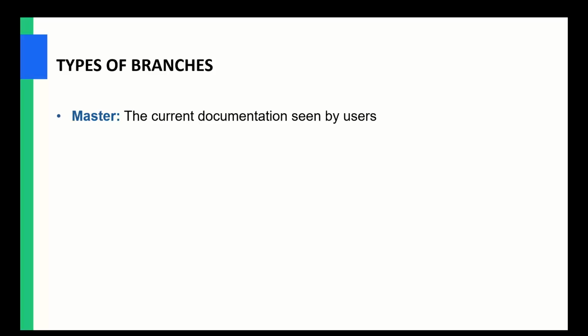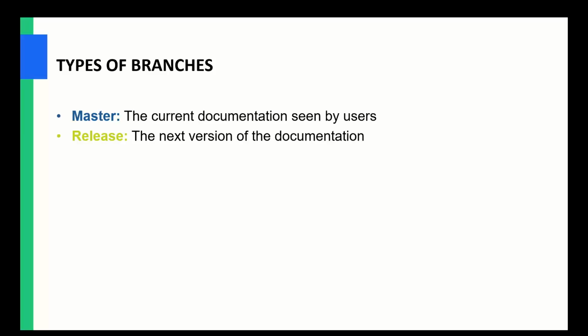First is the master branch. Now this branch is simply the current version of your documentation, the version that's already published and it's out there for your customers to see. So you don't mess with this branch often. It's just when you're publishing the next version of your documentation that it gets updated.